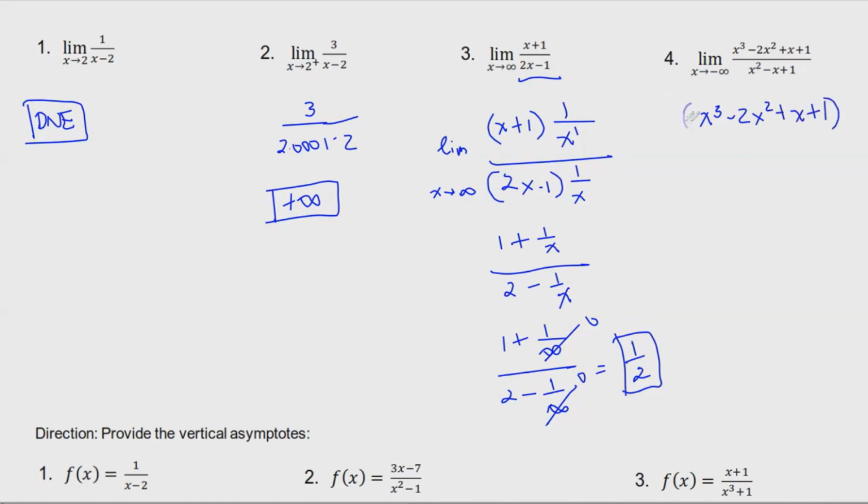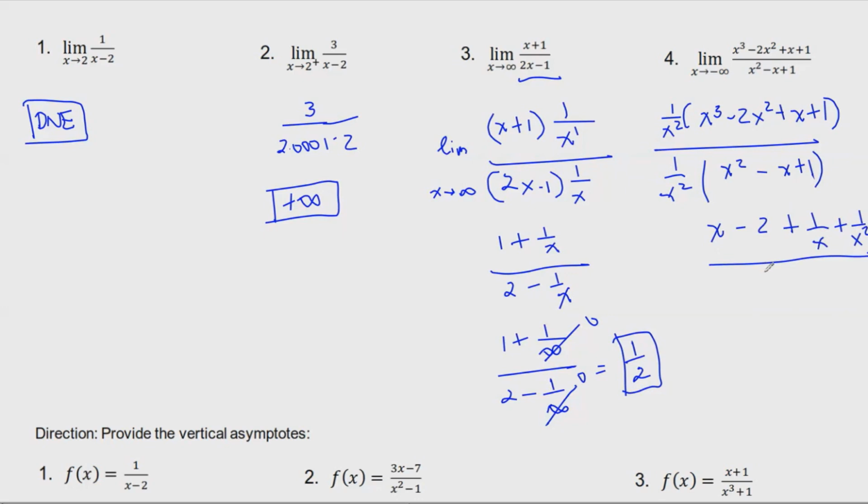So we need to divide each term of the denominator and the numerator by x squared. So in this case, I'll be multiplying it by 1 over x squared, and then the same goes for the denominator. So now I'm left with 1 over x minus 2 plus 1 over x plus 1 over x squared, divided by 1 minus 1 over x plus 1 over x squared.